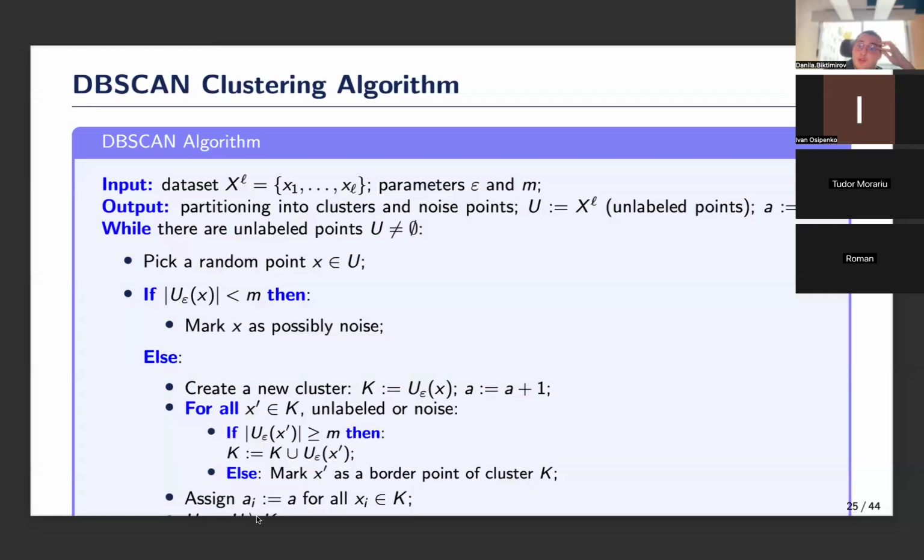At the beginning, all points are unmarked. We will assign them to a cluster during execution. So in input, we got dataset X and parameters epsilon and m. And for output, we want partitioning into clusters and noise points.